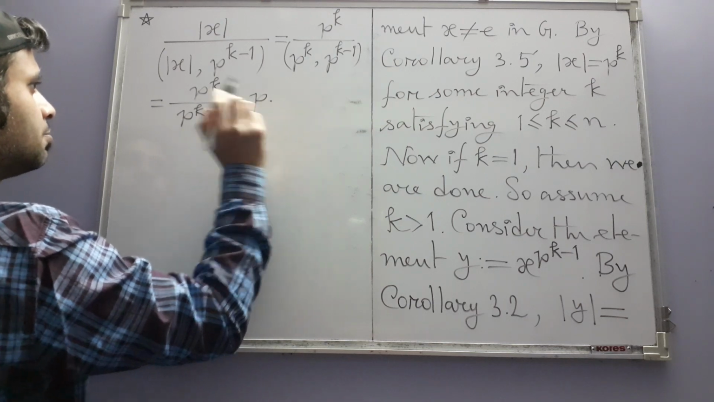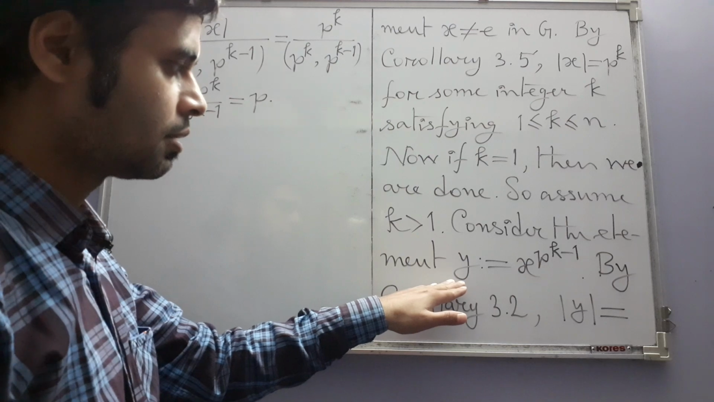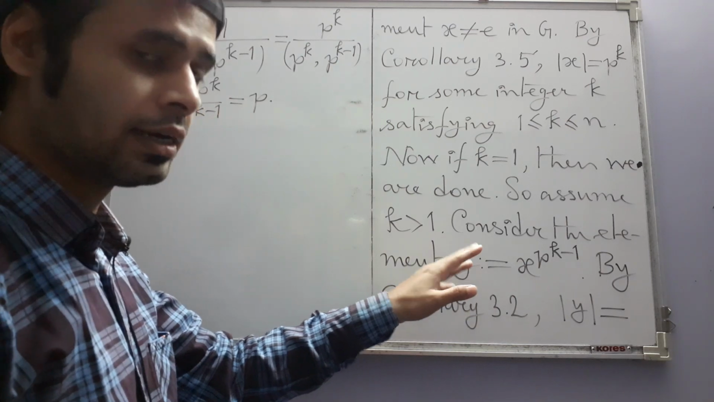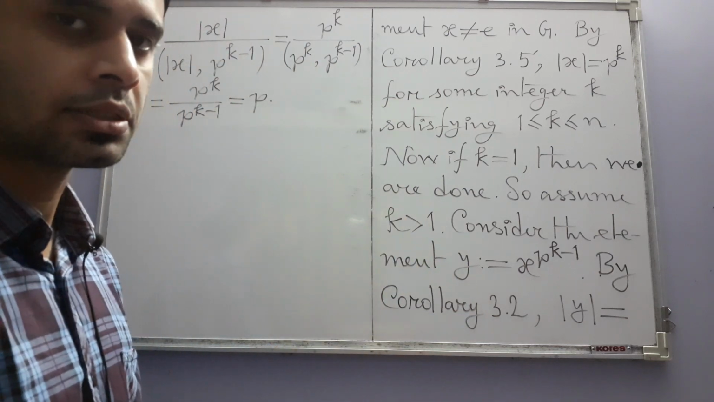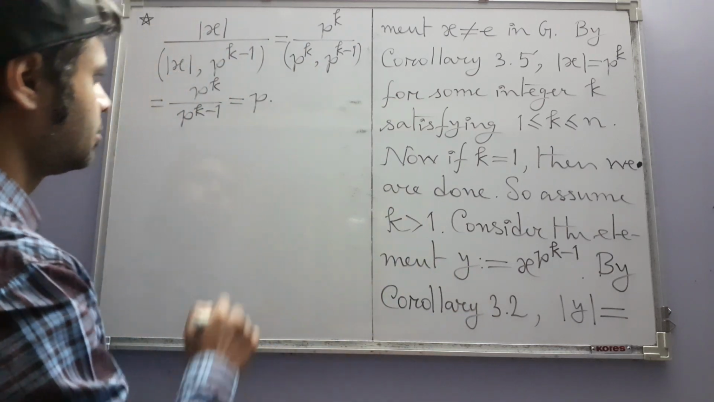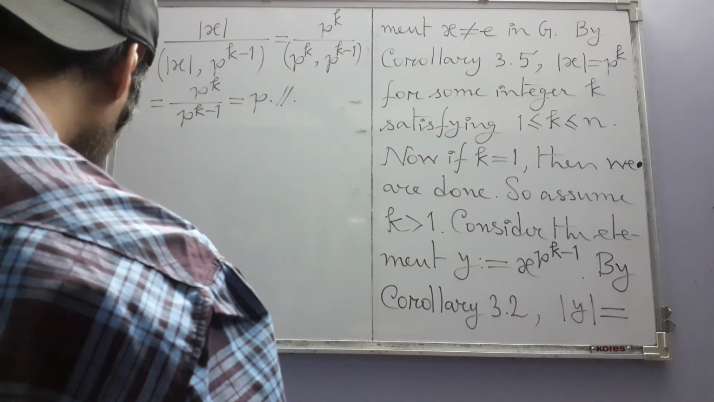So this becomes p. So in this case, when k is greater than 1, the element that we are seeking, which has order p, is y. Y is such an element, and that's it. We are done. So this is the solution.